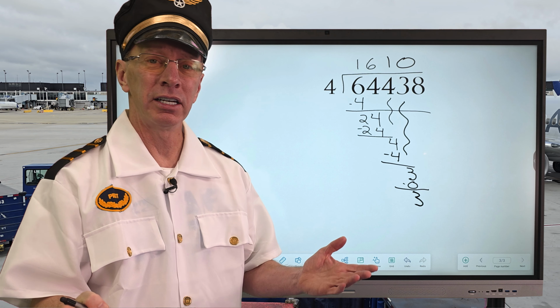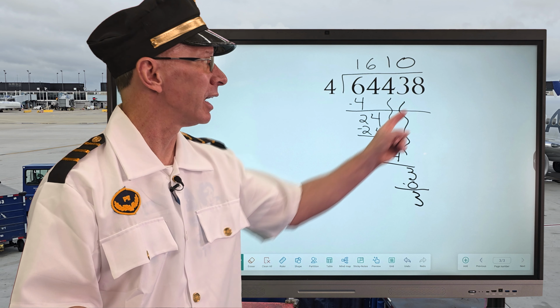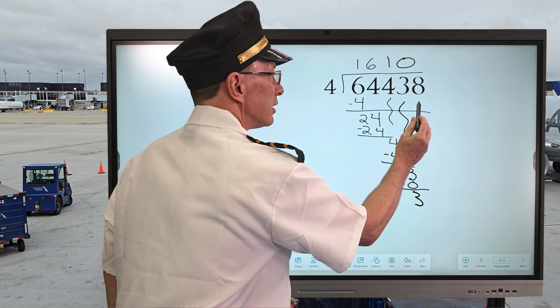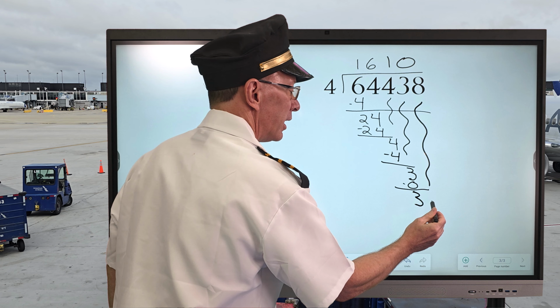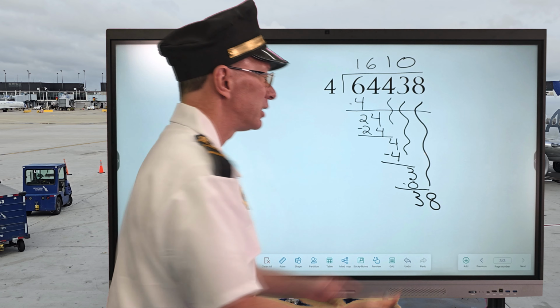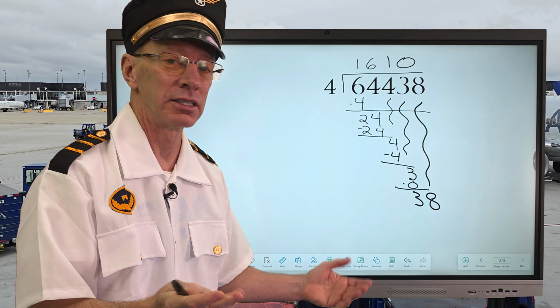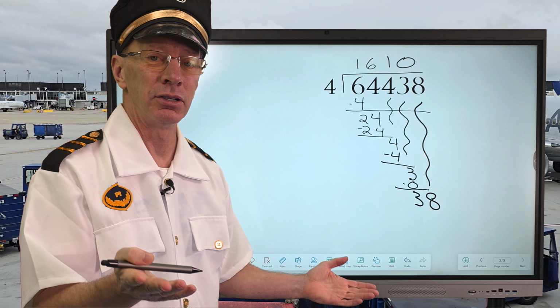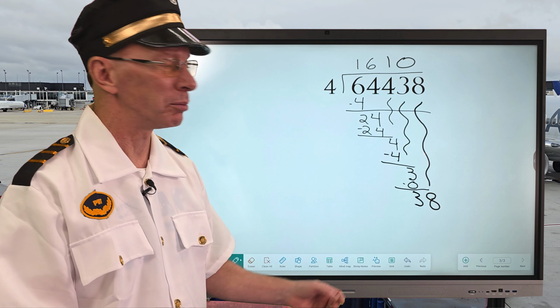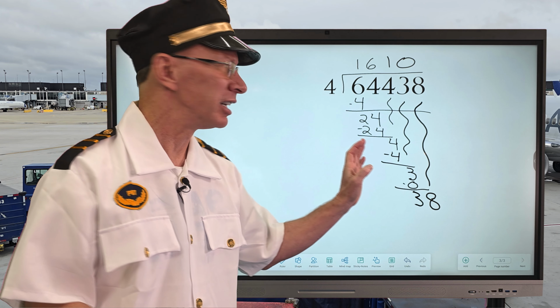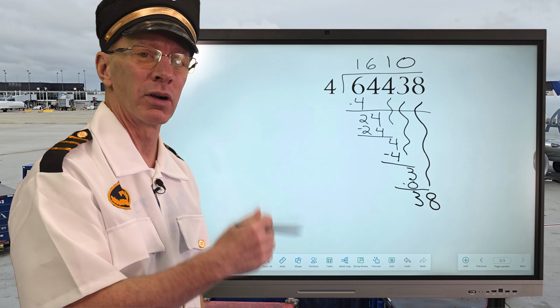And then do I have any numbers to bring down? Yeah, I still have that 8 to bring down. So I'm going to bring that all the way down here, and I'm going to put the 8 there. The reason I use these lines is just to kind of organize. Your teacher might say you don't have to do it, but I like to do it on some big problems like this. Just helps me organize it.